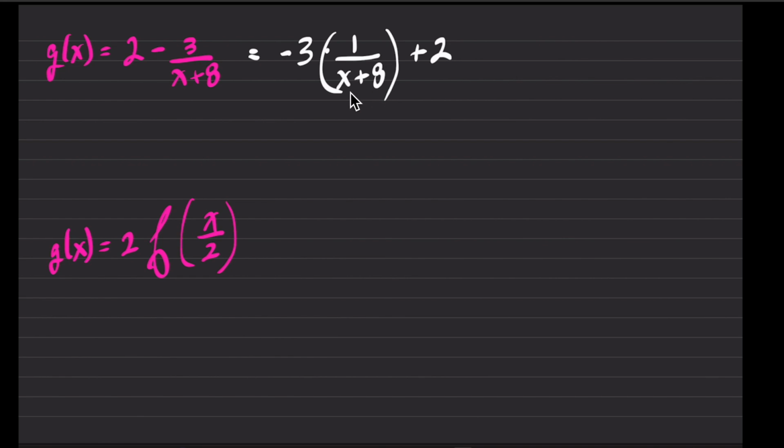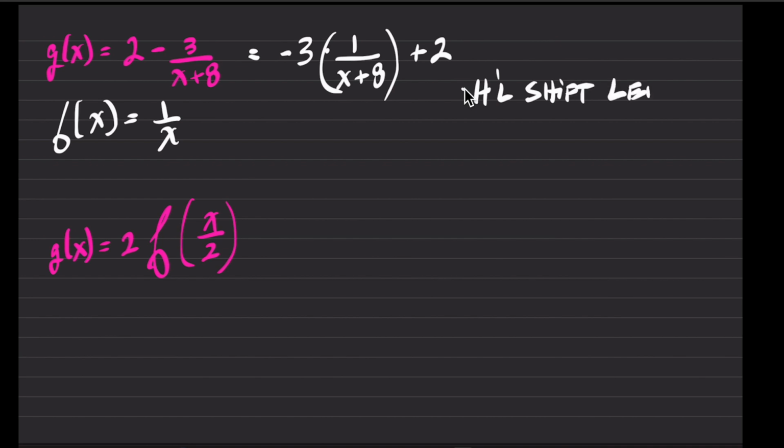Now we can see that the parent function, f of x, was 1 over x. And let's describe the transformations. We like to start inside. That plus 8, normally we think of the positive side of the number line as on the right. Therefore, that's going to be a horizontal shift left 8 units. That's all there is inside the function. There's no compression, there's no stretch.